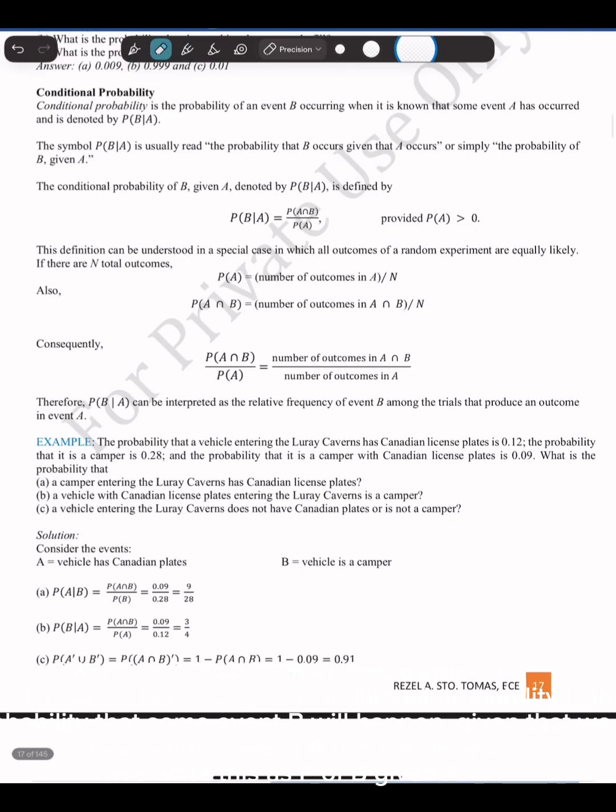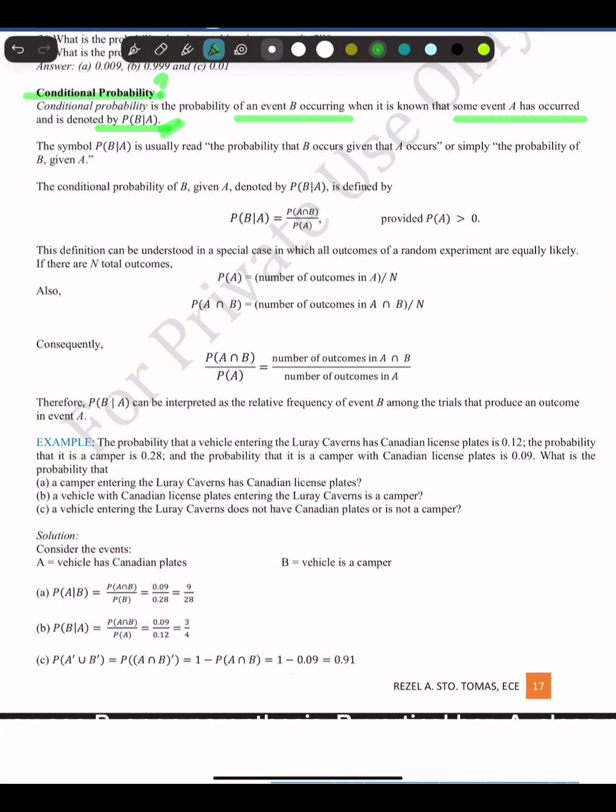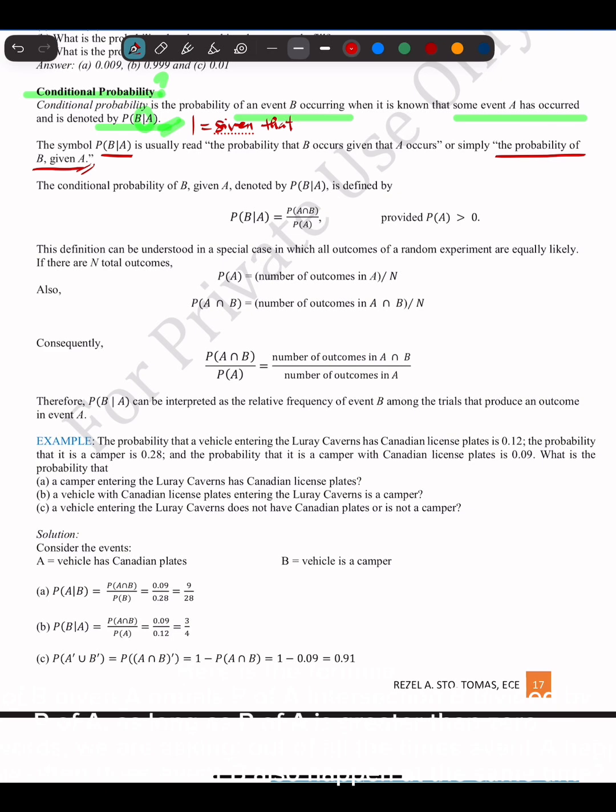What is conditional probability? Let's start with the basic idea. Conditional probability is the probability that some event B will happen, given that we already know event A has happened. We write this as P of B given A. That vertical bar in the middle means "given that." So when you see P(B | A), you read it as the probability of B given A.